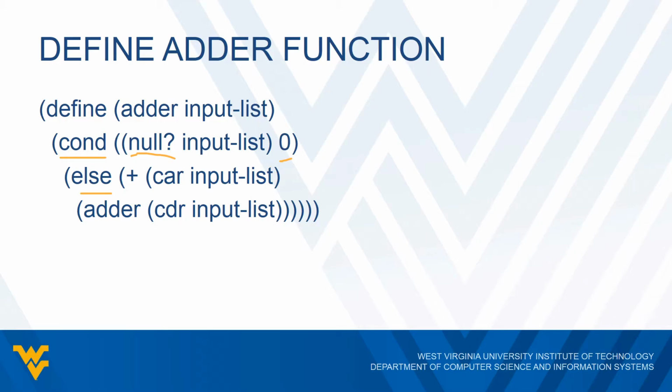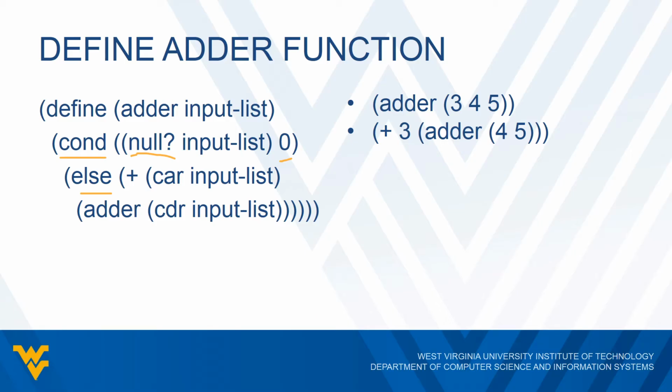So let's walk through an example of this just so you can see what's going on here. Let's say we call adder 3, 4, 5. So we're basically going to add 3, 4, and 5 together. Well, if we look through here, the list is not empty. So this is going to end up being plus 3 adder 4, 5, because we're doing the else part. The car of the input list is 3, the cdr of the input list is 4, 5. So now we're going to call adder on 4, 5.